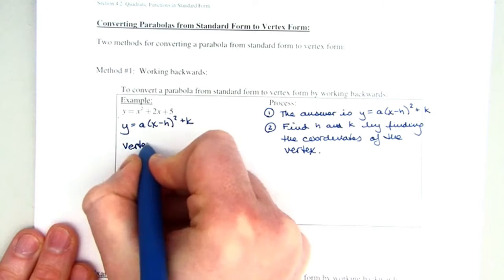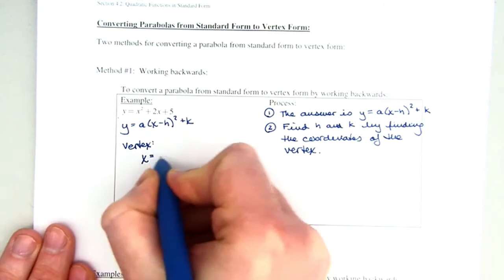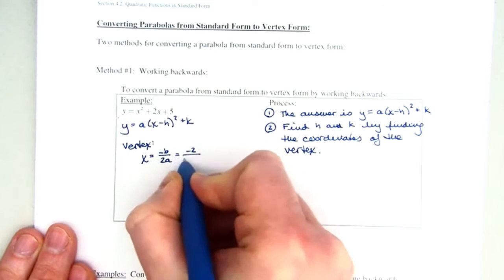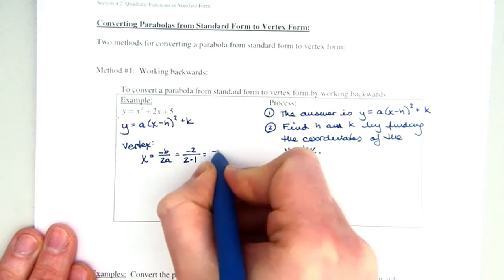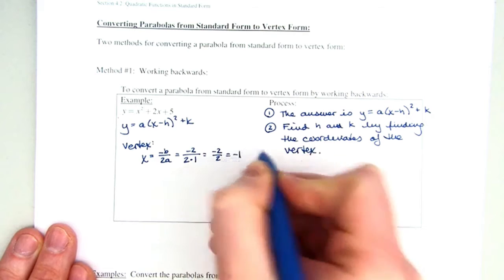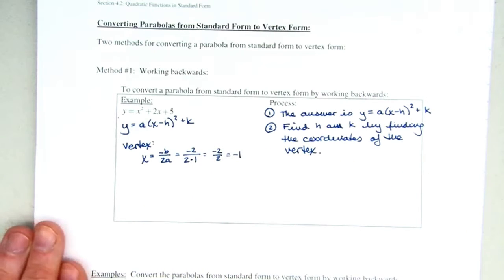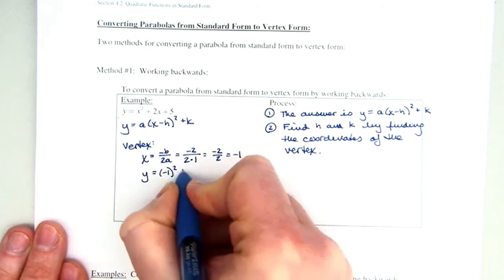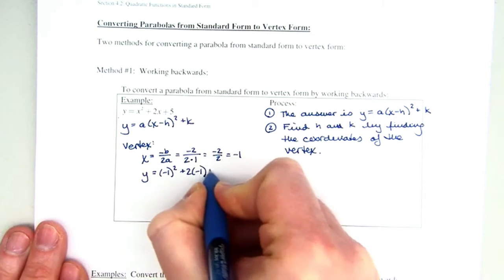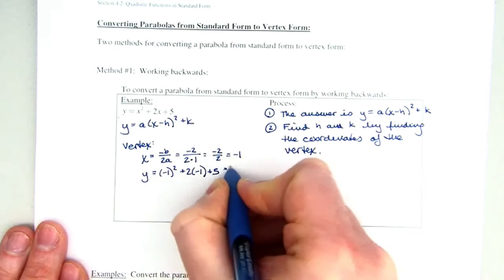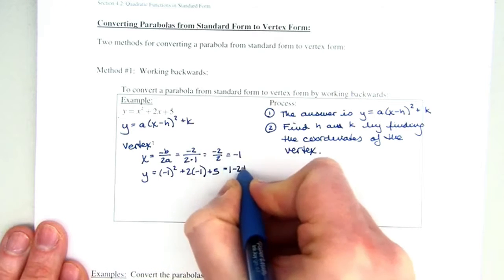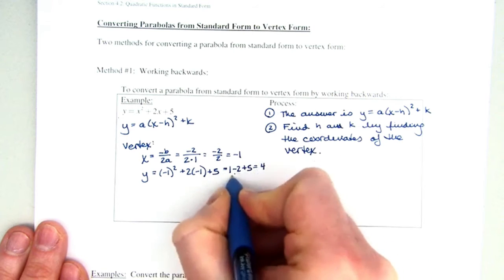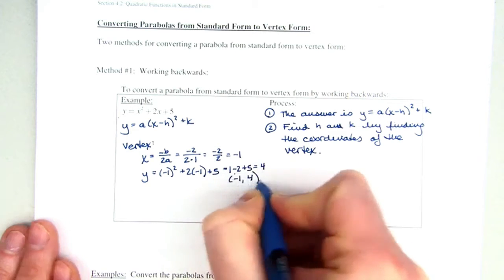My vertex, x is going to equal negative b over 2a, which in this case looks like negative 2 over 2 times 1. Negative 2 over 2, I'm thinking negative 1 for my x coordinate. I'm going to plug in and get my y coordinate, negative 1 squared plus 2 times negative 1 plus 5. That's 1 minus 2 plus 5. Negative 1 plus 5 is 4. I'm thinking that vertex is negative 1, comma 4.